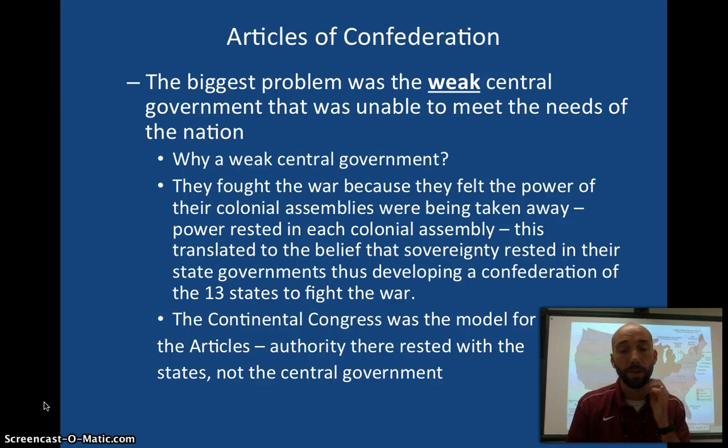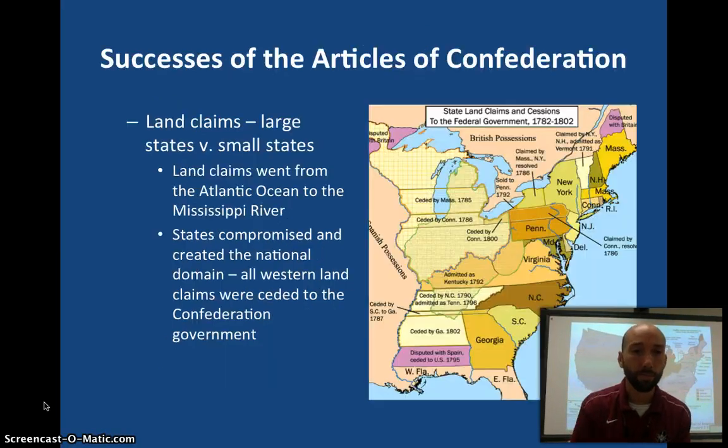The Continental Congress was a model for this, and the authority in that government rested with the states and not the central government. That's going to be a big debate all the way up through the Civil War and even up to today. We're still talking about how much power the national government should have versus how much power the state governments should have. There are a few successes of the Articles of Confederation.